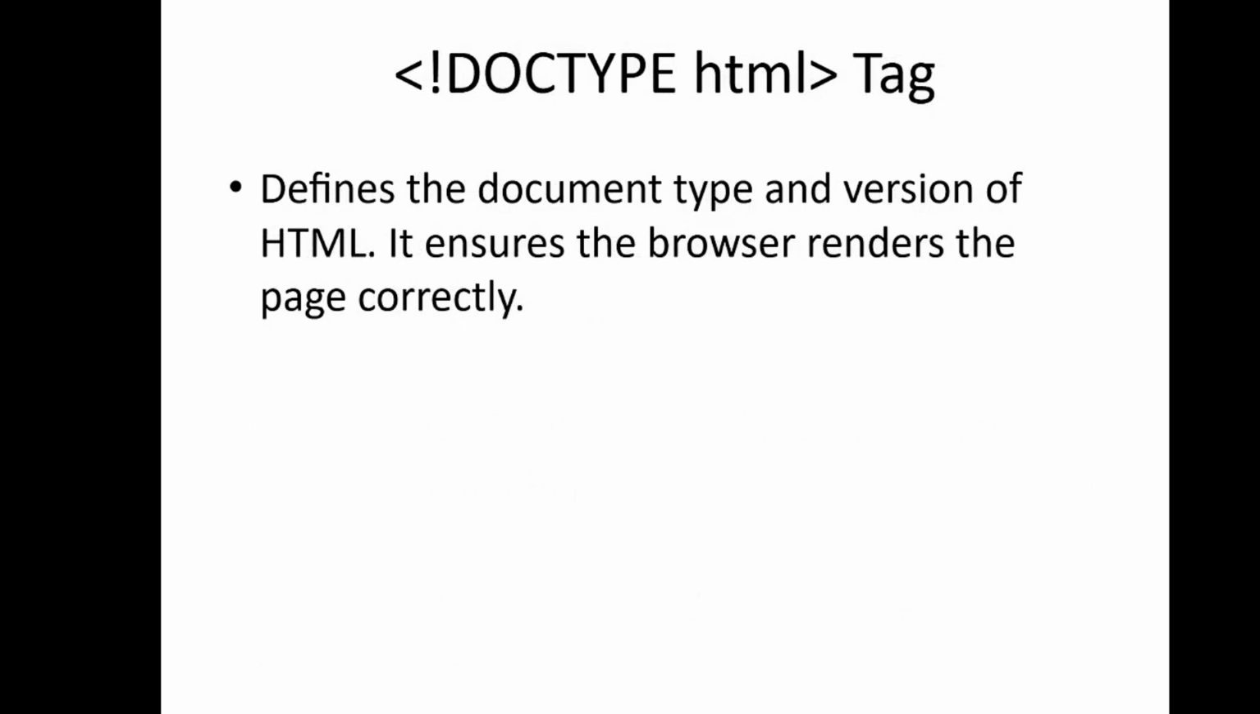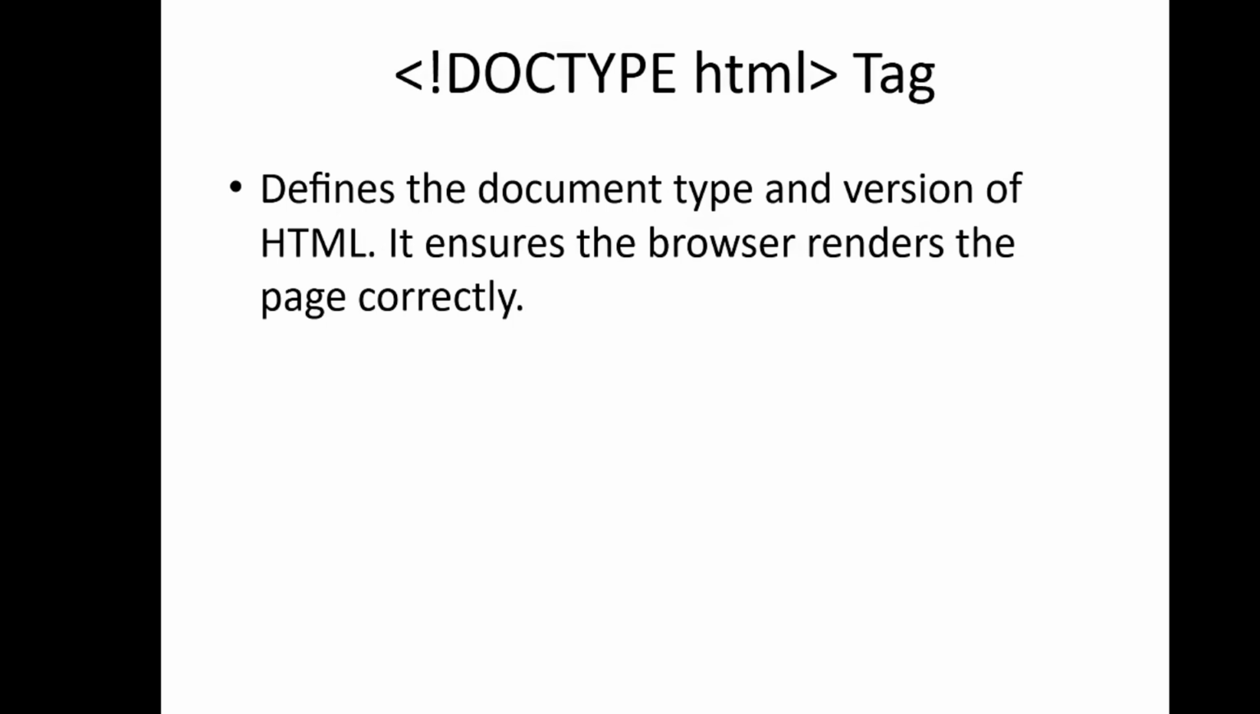So let's start with the doctype tag. This defines the document type and the version of HTML, and it ensures that the browser renders the page correctly. Any code that you write in HTML, this is always the first line you write, doctype HTML. And remember this, someone might ask the question, is HTML case sensitive? In programming, we are very sensitive to cases, because in a programming language, capital D is different from small d, very different.